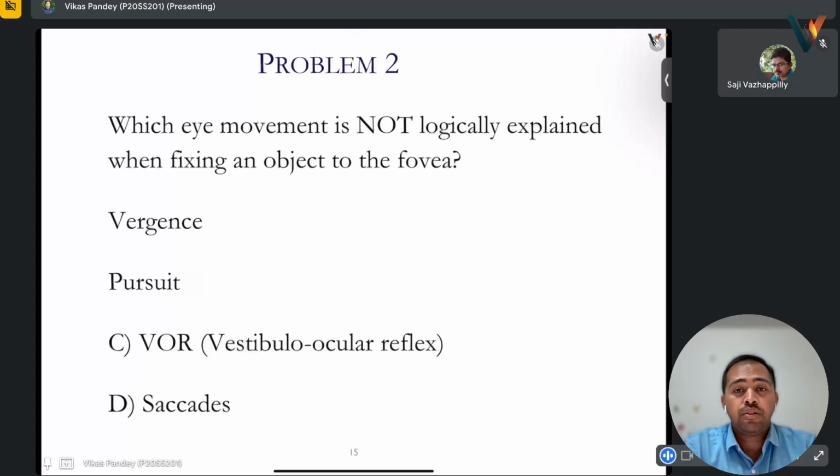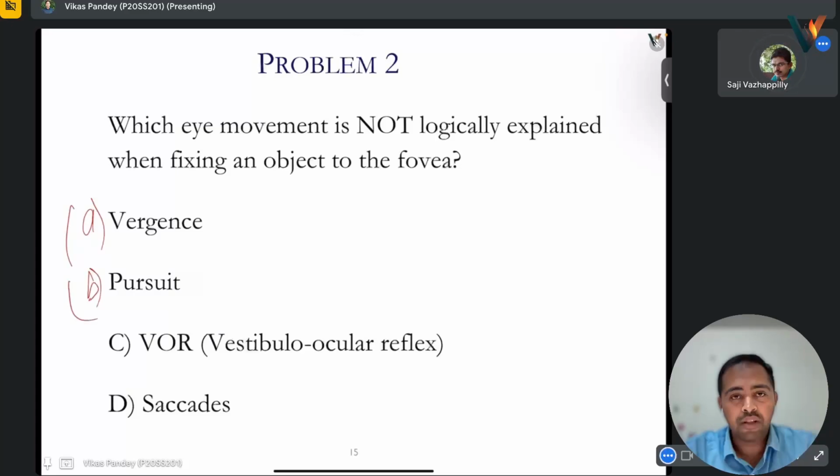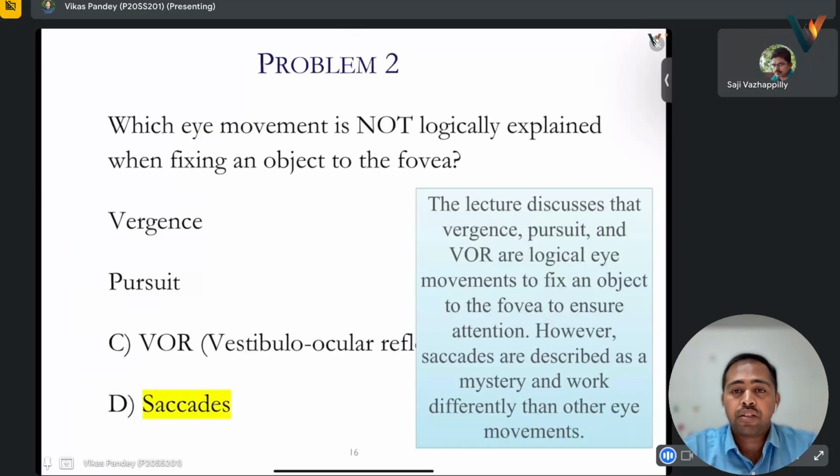Which eye movement is not logical? When fixing an object to the fovea: vergence, pursuit, VOR, saccades. Yes, saccades. Vergence, pursuit, and VOR are logical eye movements to fix an object to the fovea to ensure attention. However, saccades are described as a mystery and work differently than other eye movements.